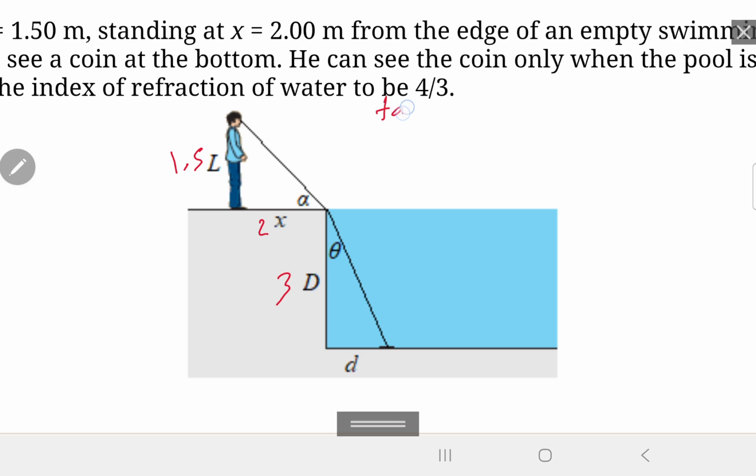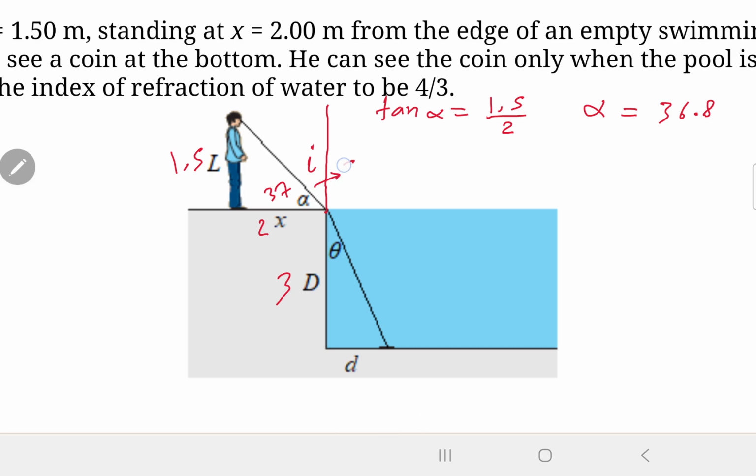Here you can say tan alpha is equal to opposite, which is 1.5, over adjacent, which is 2. Now we do shift tan of this amount, so we get alpha equal to 36.8. Next step, let us find the angle here. This is angle of incidence I, so let's find it. If this is 36.8 or 37, so angle I must be, in this case, 53. So let's write here 53.